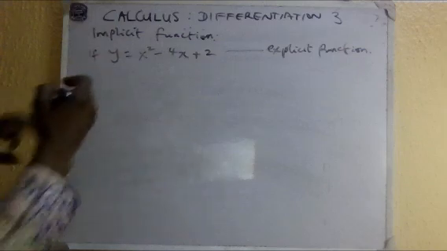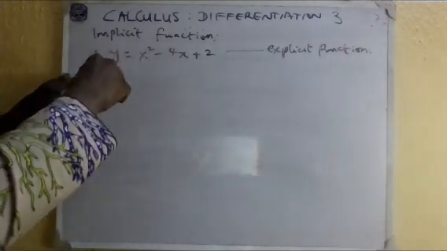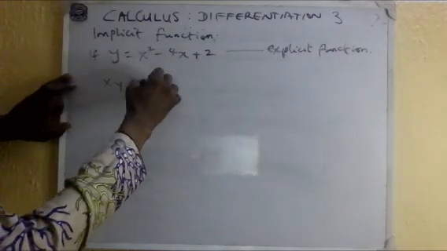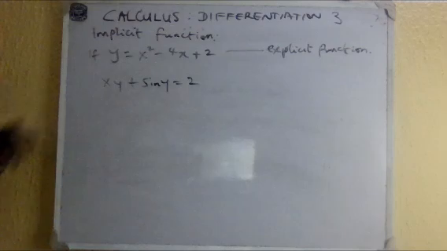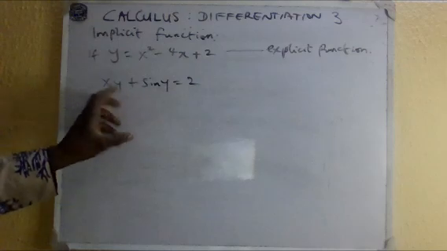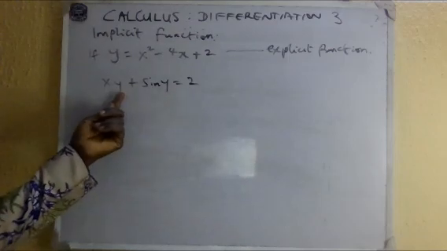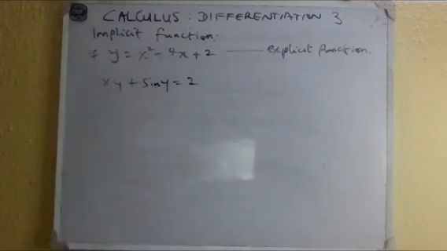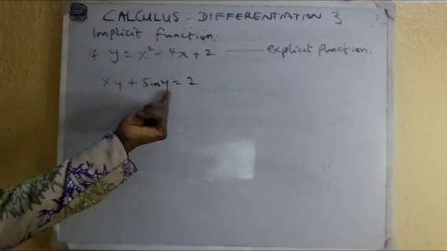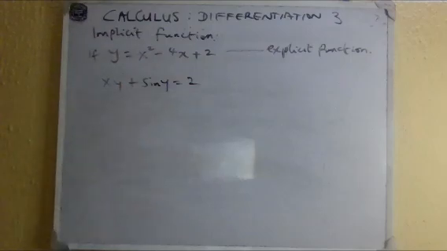Something like this: xy plus sine y is equals to 2. This is an implicit function because I cannot separate it. If you want to make y a formula, how are you going to do it? This one is inside here, and you cannot collect like terms. The y is an angle inside here. They are intertwined, and it's difficult for you to separate them.